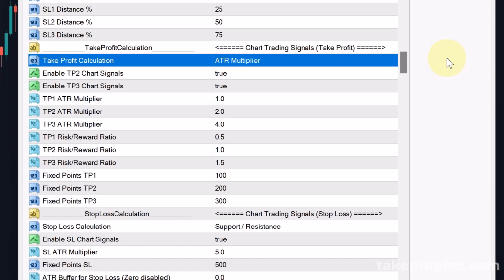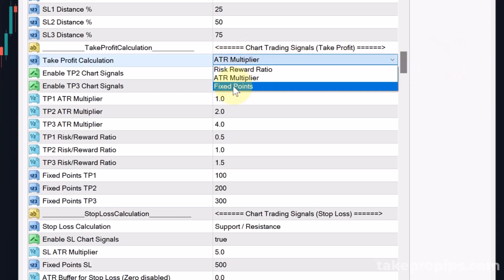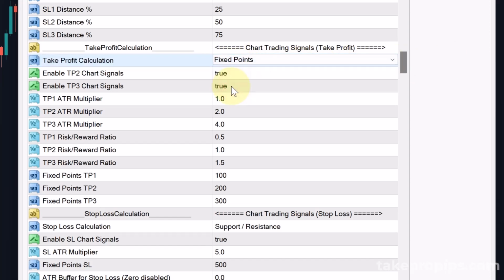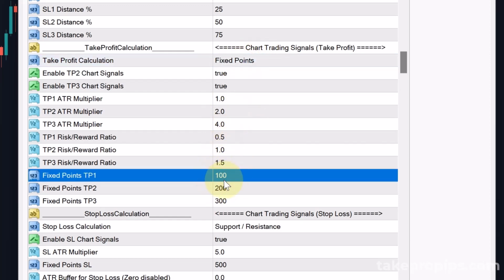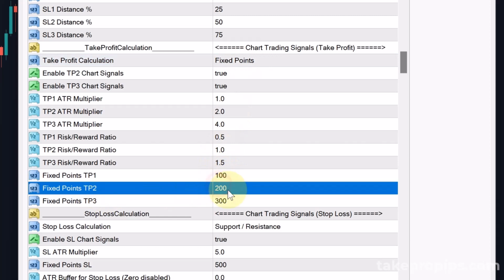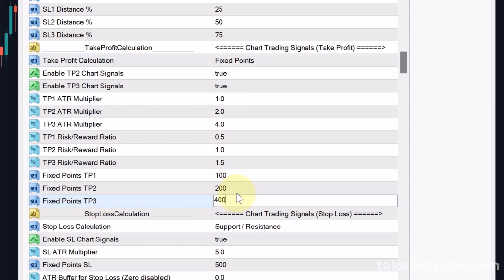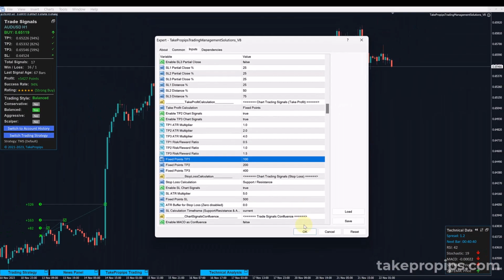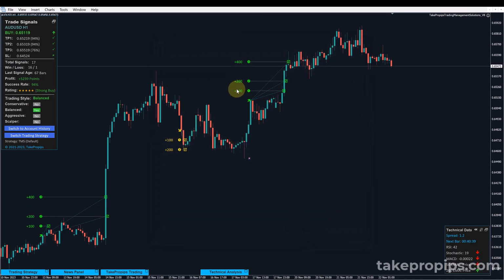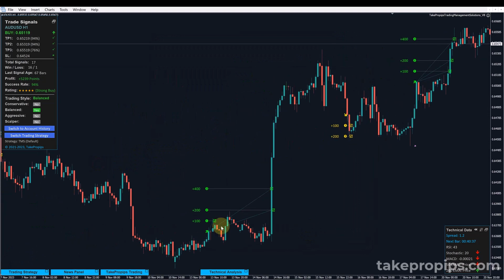You can also set the TP targets manually if you want a target that stays the same throughout all trading signals. For example, if you want your TP1 to be 10 pips or 100 points, then you would change this setting to fixed points and then set this setting to 100. For TP2, we can do 20 pips or 200 points, and for TP3, we can do 40 pips or 400 points. If we apply this setting, you will see that our TP target has changed to match the inputs in the settings.